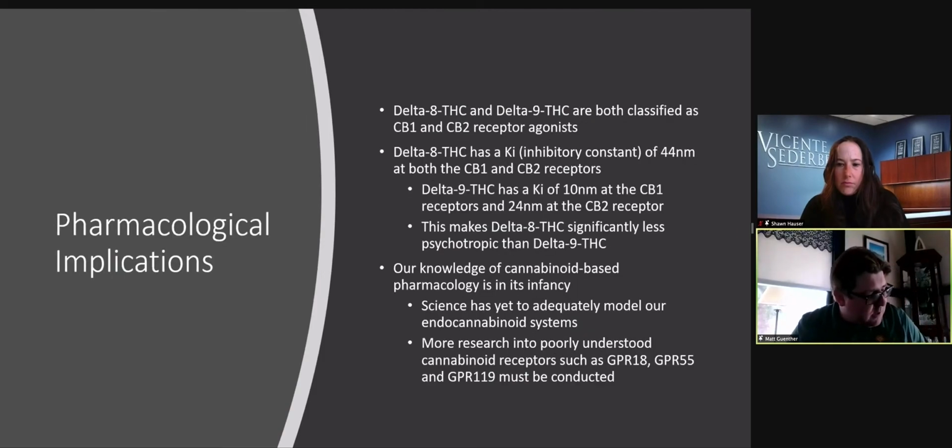Now the pharmacological implications, and I'm almost done. They're both CB1 and CB2 receptor agonists. The inhibitory constant, the Ki, for D8 is higher than D9 at CB1 and CB2. The higher the inhibitory constant, the less potentially psychotropic or psychoactive it would be. So D9 is stronger. It's got a stronger constant, so it's making more of an impact at CB1 and CB2. Delta-8, not so much.